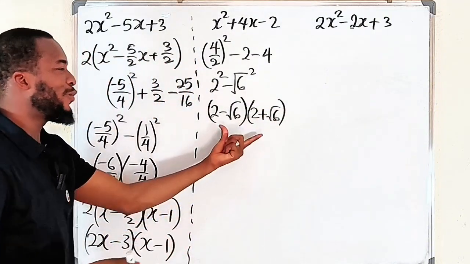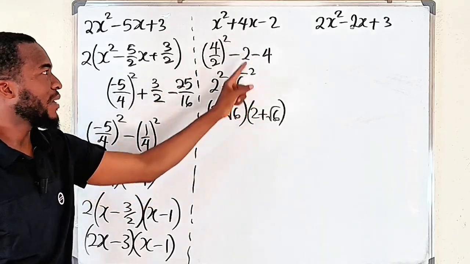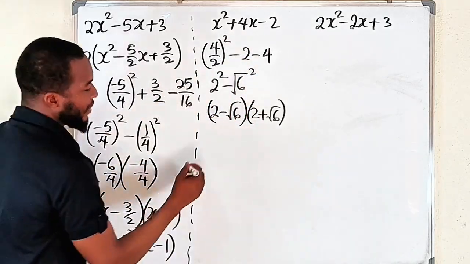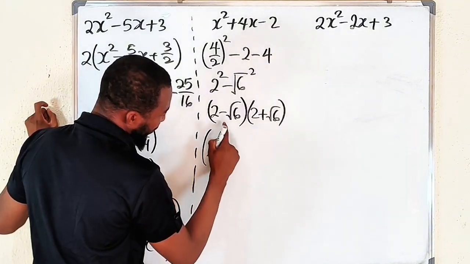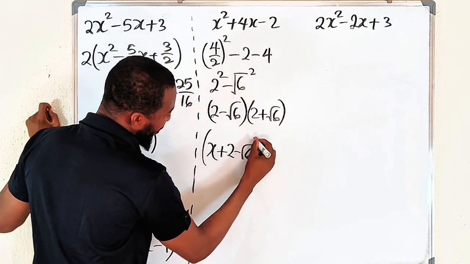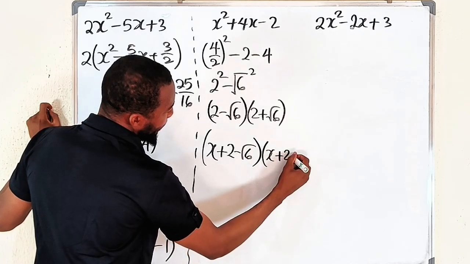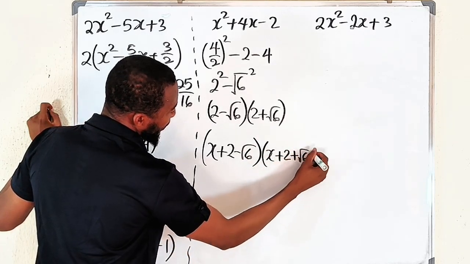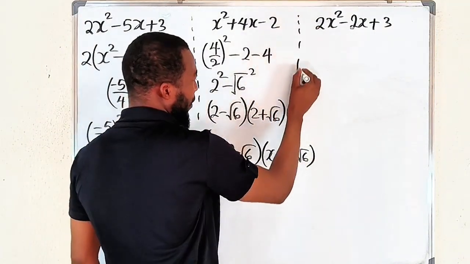You see that these are the two numbers you can multiply together to get this and add together to get this. All right, therefore, to factorize this, you form your two factors x. The first number is 2 minus root 6. The second number is what? 2 plus root 6. We are done. Then the last one.